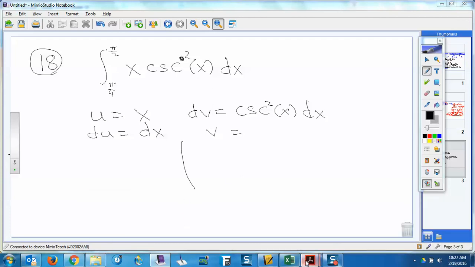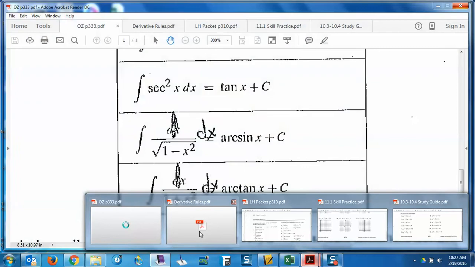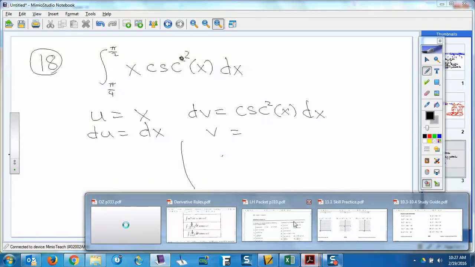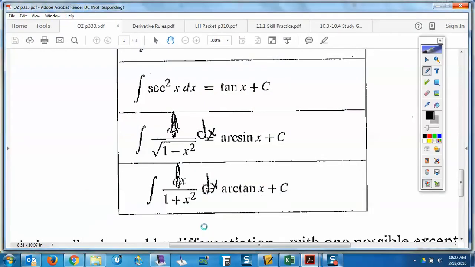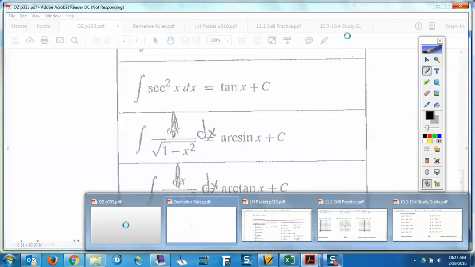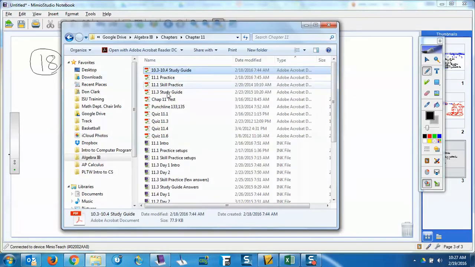Darn it, why does that keep freezing? There it is. No? Yeah, it is. I mean, here is, I'm not going to be able to get the derivative rules of v. Okay, well, I don't know why that keeps doing that to me.